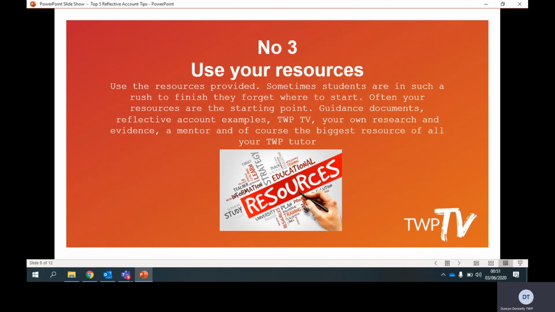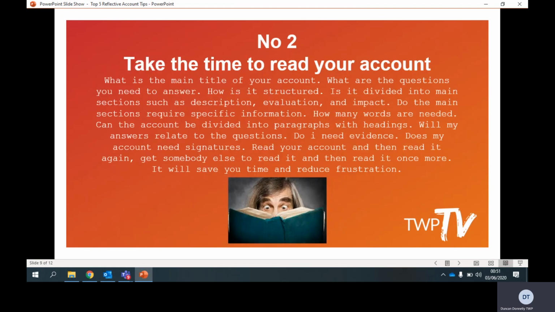Okay, so some students are in such a rush to finish that they actually forget where to start. Often your resources are the starting point. Things like guidance documents, reflective account examples, TWP, which we've already mentioned, your own research and evidence, which you could have potentially gathered over a long time, a mentor, and of course, possibly your biggest resource of all, which is your TWP tutor. Get on the phone, email, ask questions. So number 3, use resources, vitally important.